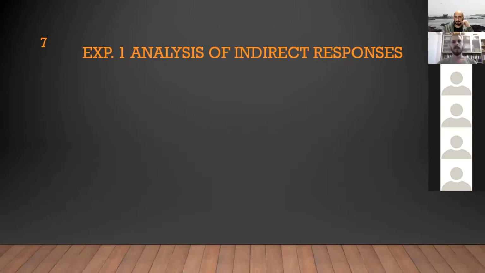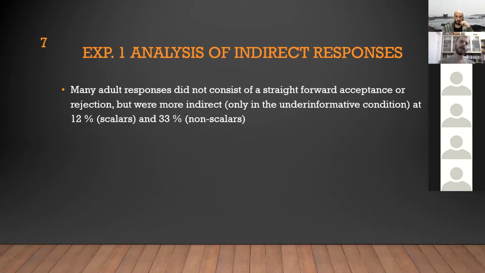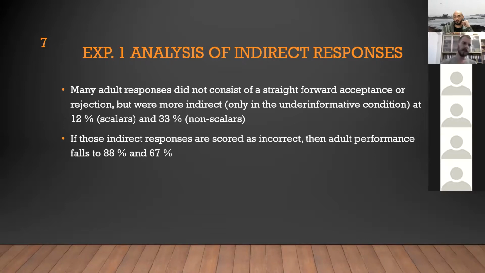So, the analysis of indirect responses. We are going now back to the adults. Many adult responses, as I mentioned before, did not consist of a straightforward acceptance or rejection, but were more indirect, like half true or yes, but. That was 12% for the scalars and 33% for the non-scalar utterances. If those indirect responses are scored as incorrect, then adult performance falls to 88% and 67%, which is still outnumbering the children.